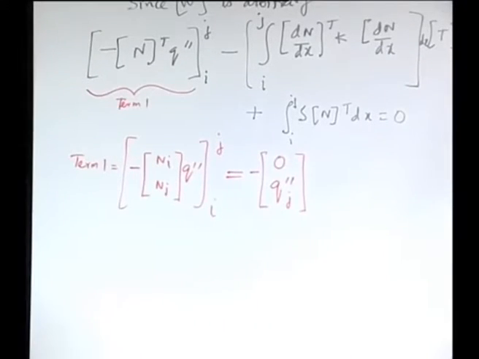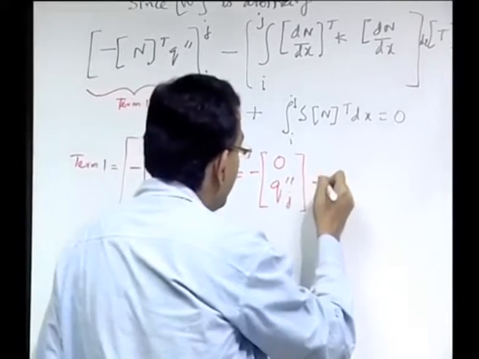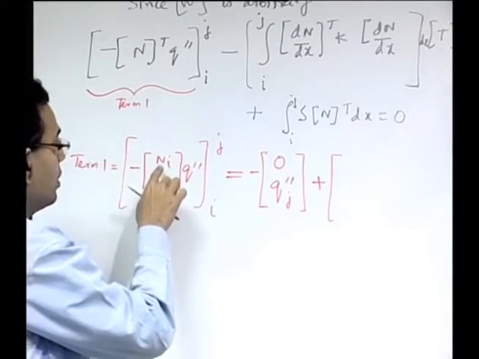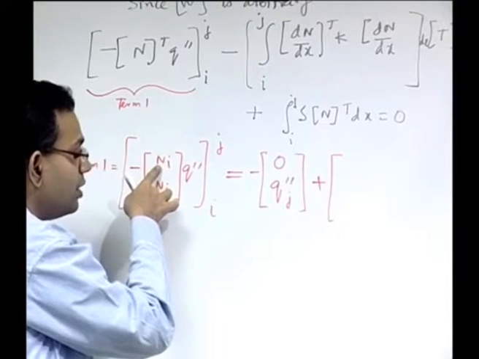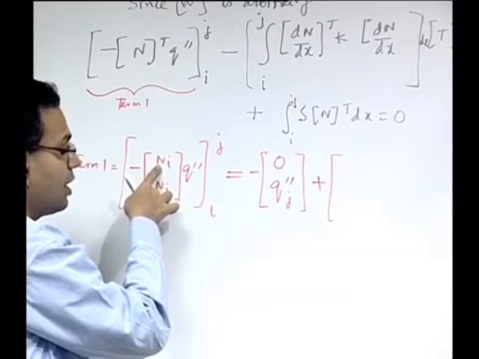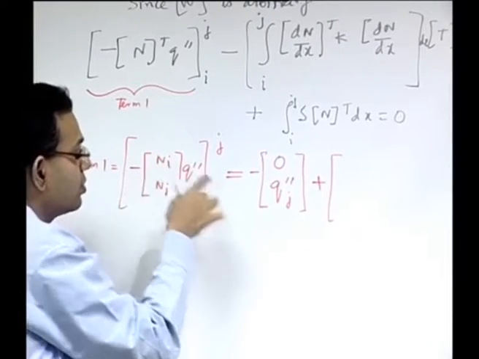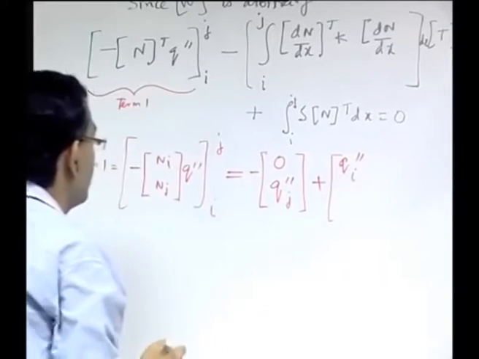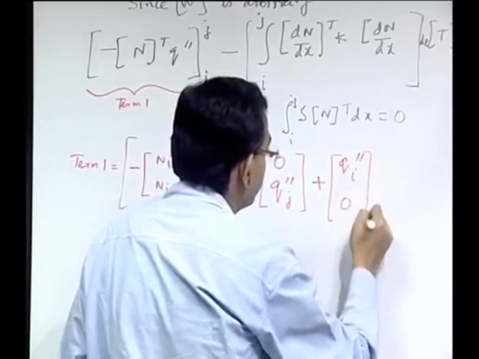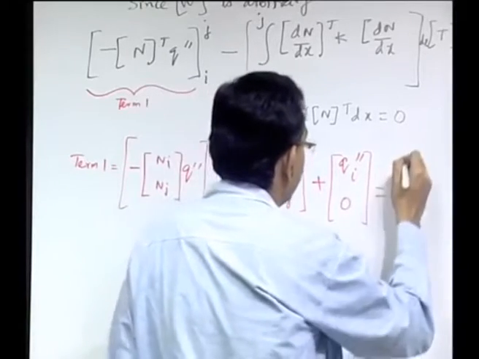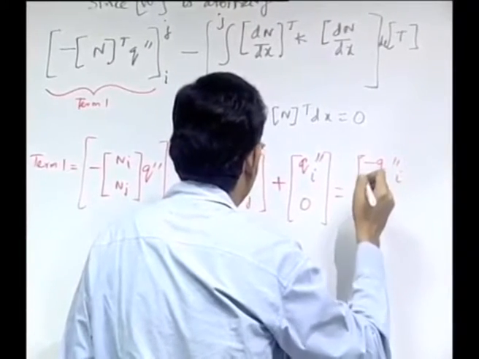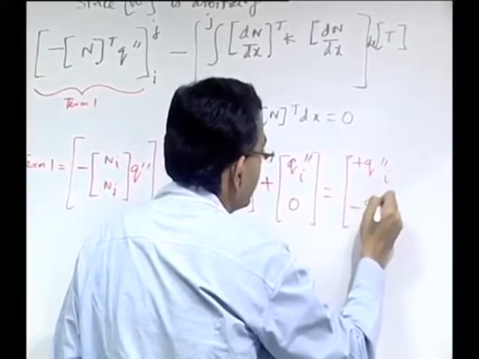This is the upper limit. Then the lower limit, Ni equal to 1 at I, so q double prime I, and this is 0. So it is minus q double prime I, sorry, plus q double prime I and minus q double prime j.